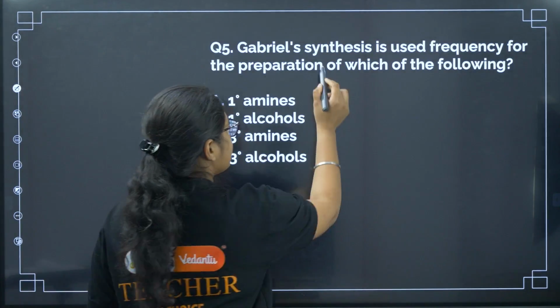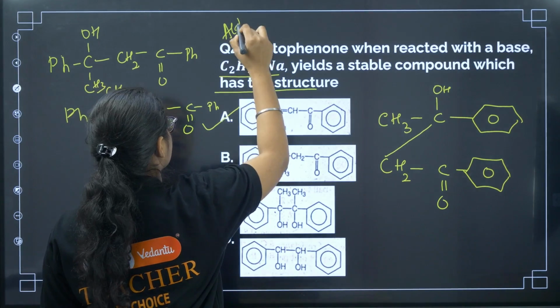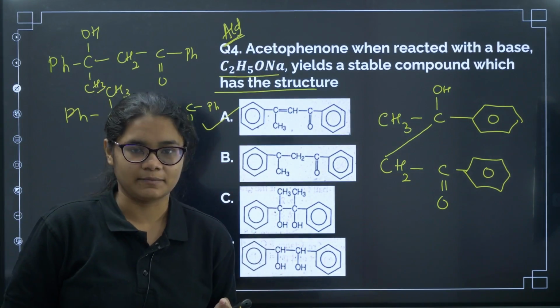Next, Gabriel phthalimide synthesis is used for this. This topic is from your aldehydes chapter, aldol condensation, a very important topic. So you can just write down the topics from where the questions are being asked.